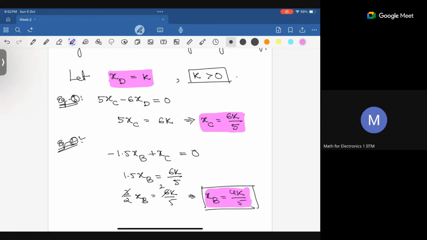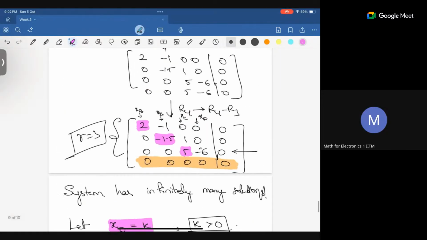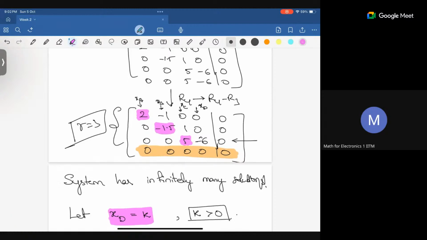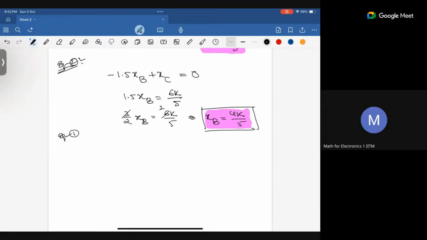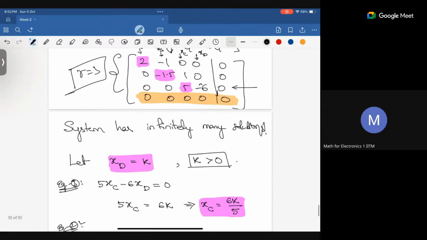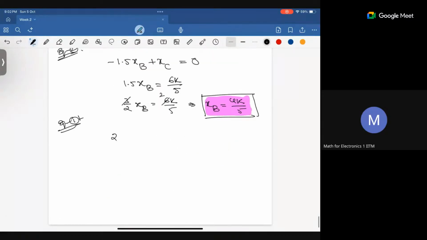So now I have XD, XC and XB. From equation 1, I can get XA also. So equation 1 will be 2 times XA minus XB is equal to 0. From here 2 times XA is XB. So 2 times XA, XB is 4K by 5. From here XA will be 2K by 5.